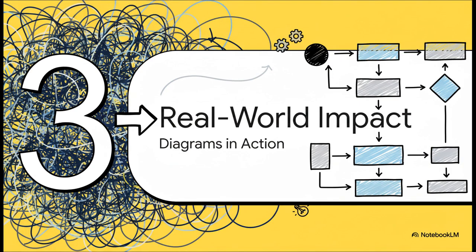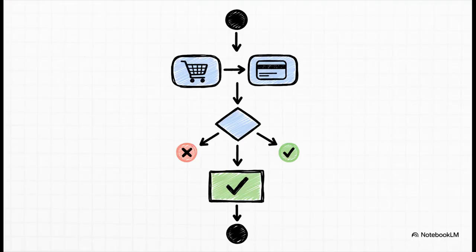Okay, so we've got the theory down. That's great. But where does this stuff actually make a difference? Let's look at a few real-world examples to see the practical power of these diagrams. Think about checking out from an online store. The process might start the second you add an item to your cart. Next, you have to enter payment info. Then the system hits a decision point. Is the payment valid? If yes, fantastic. The order gets confirmed and the process is over. If no, it might loop you back to try again. An activity diagram maps this whole journey perfectly.